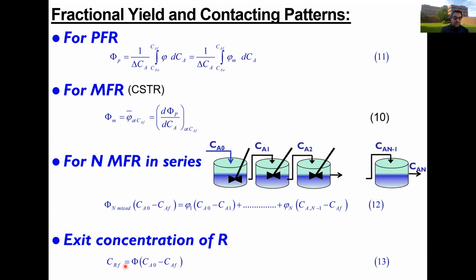So if I want to get the exit concentration of R for a PFR, I multiply this expression by this, I just plug this expression here, and I get the exit concentration of a PFR. If I want to do it for a CSTR, I take this expression, put it here, and I have my expression for a CSTR, and I can use it to calculate my exit concentration of the species.